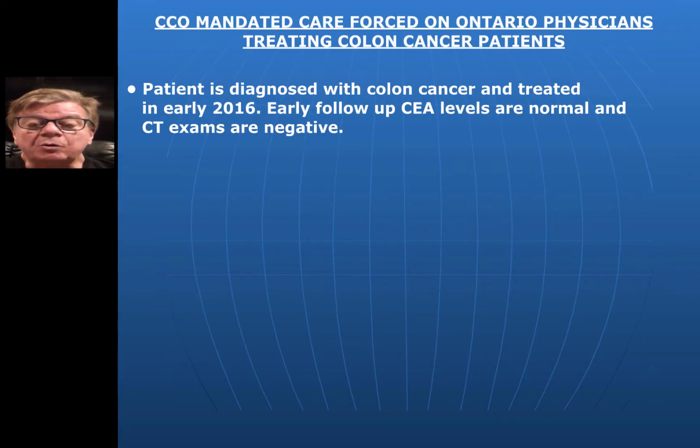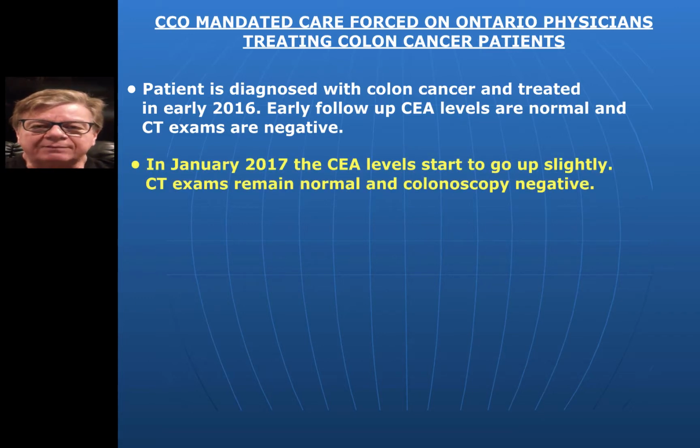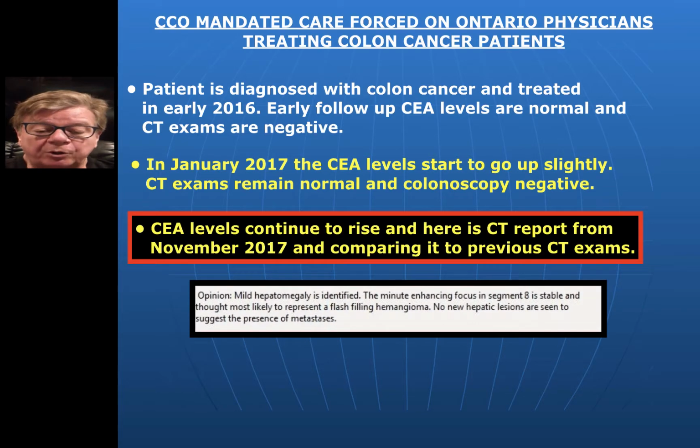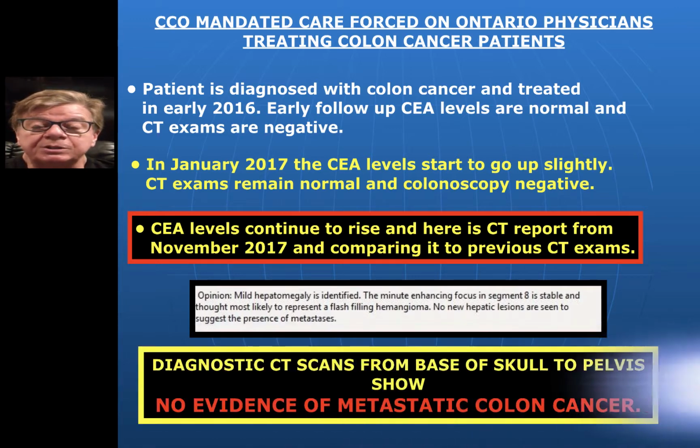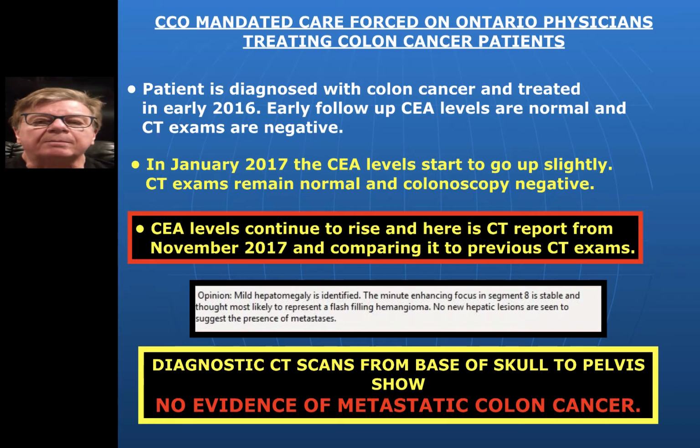Let's see. So again, patients diagnosed and treated, the levels are all normal. We're having the follow-up, and then in January 2017, the CEA levels just start to creep up a little bit. But CT exams are normal, colonoscopy, everything's fine. So you keep getting the exams, and in this particular case, we're now around to November 2017, and they get their CT exam because the CEA levels keep going up, and the results: the patient has the diagnostic CT from the base of their skull to their pelvis. It is negative. There is no evidence of recurrent colon cancer.